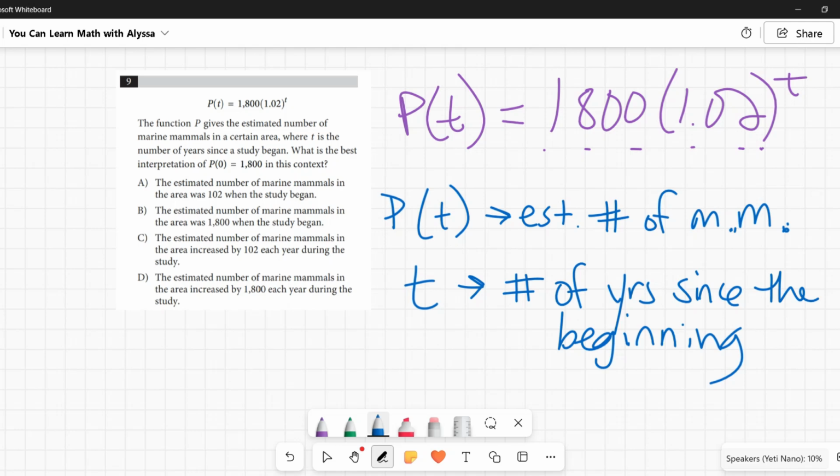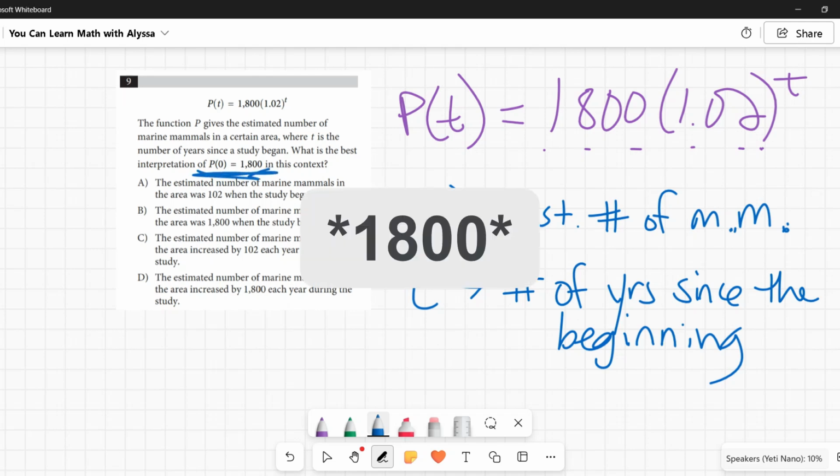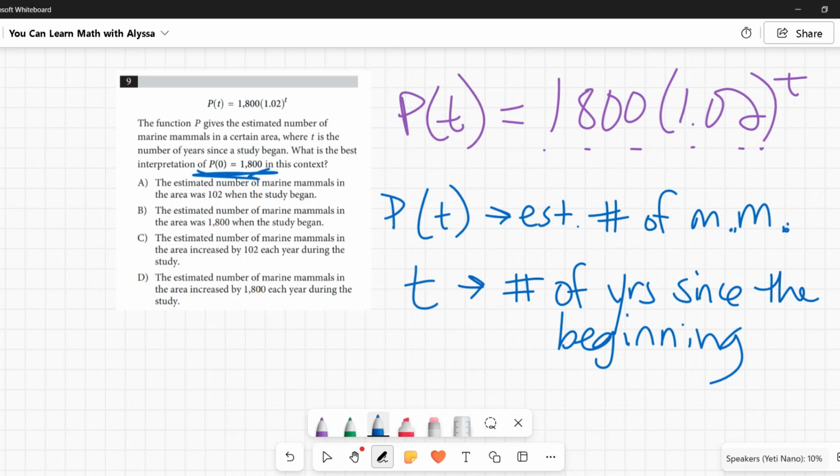So what I like to do in these cases is come up with my own definition of what P of 0 equals 1800 would mean, and then see which of these 4 answers is the closest match to what I've already decided. Sometimes I recommend looking at the answers first, but a lot of times these are so similarly worded that you can very easily misread them and get the wrong answer, and we don't want that. So I'm going to come up with my answer first and then see which one matches it.